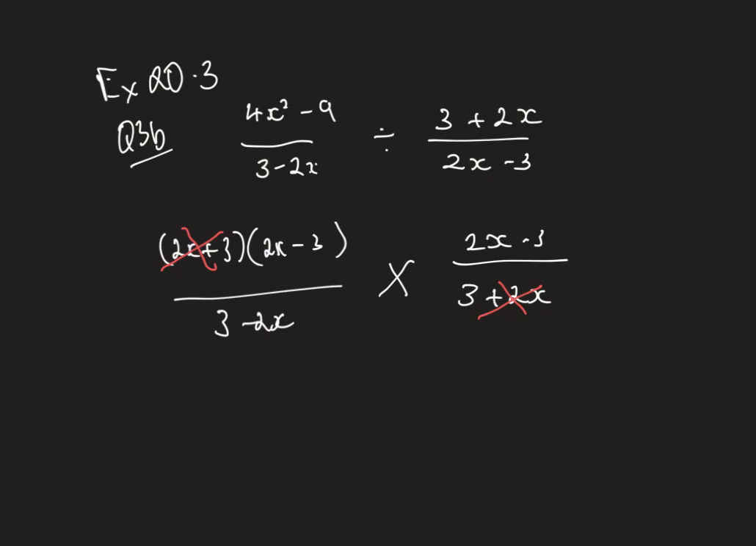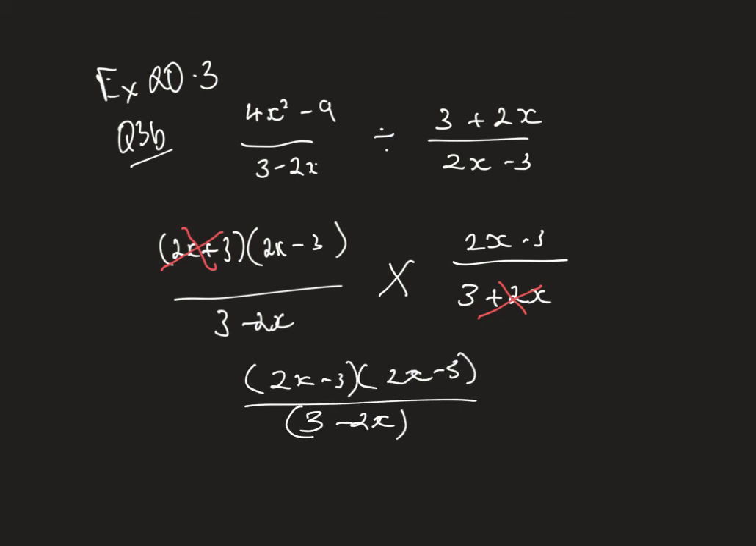So your answer is going to be 2x minus 3 multiplied by 2x minus 3 all over 3 minus 2x. Or you can write it as 2x minus 3 squared over 3 minus 2x.